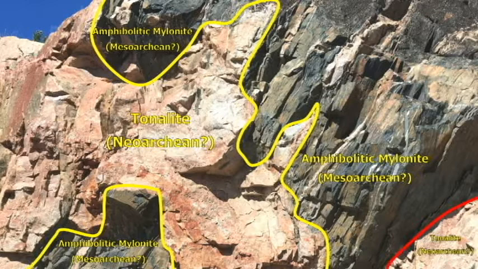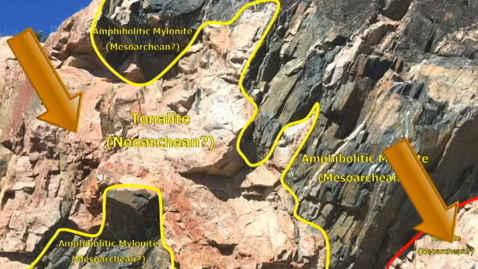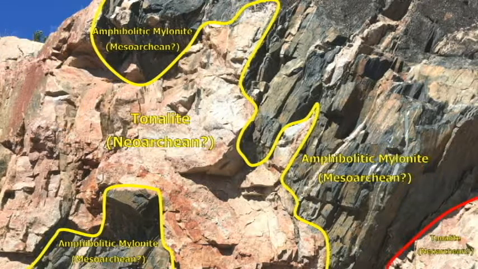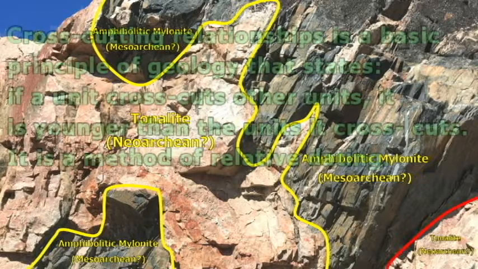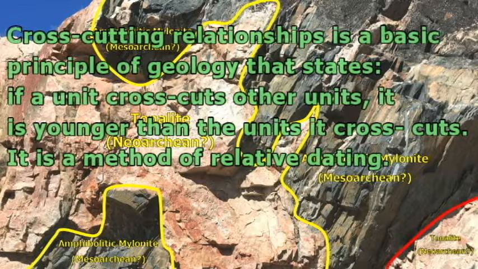And then you see this pinkish stuff, this tonalite. As you can see, I have Neo-Archean with a question mark because that's likely what it is, but this outcrop has never been specifically dated. And I put Meso-Archean for the amphibolitic mylonite because it's never been directly dated and probably couldn't be either because it's so metamorphosed. But the reason why I assume that was older is because it has to be. Cross-cutting relationships here: this mylonite is clearly intruded by the tonalite.